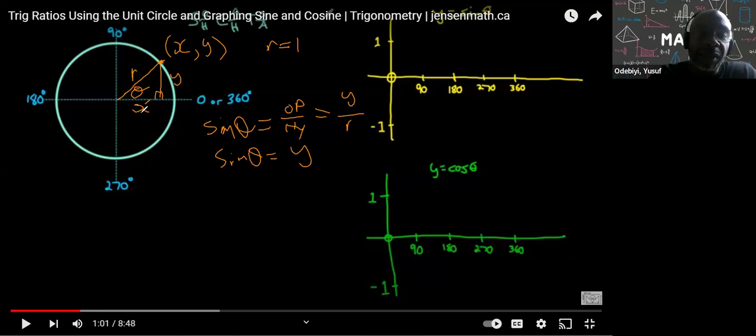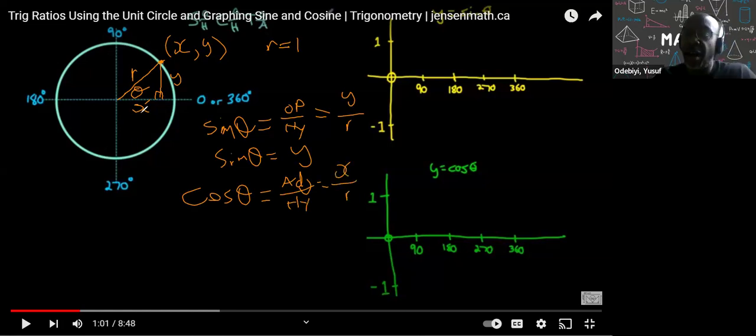And then similarly, if we're doing cos theta, it is going to equal adjacent over hypotenuse. And we know the adjacent is x, and the hypotenuse is r, but we said r is equal to 1. So we know that cos theta will just equal x. Okay, so interesting. Cos theta is equal to x, and sine theta is equal to y.